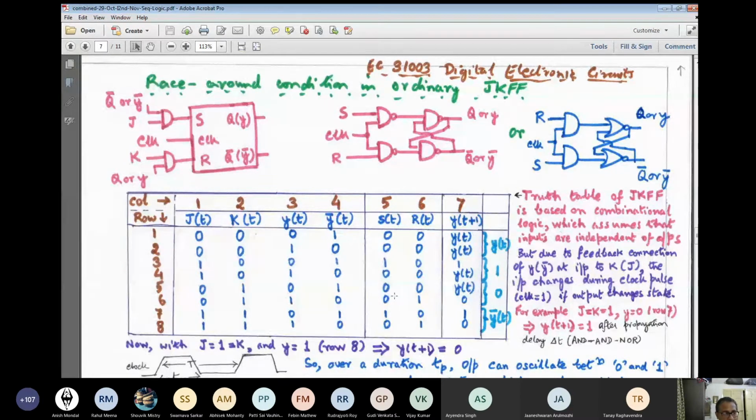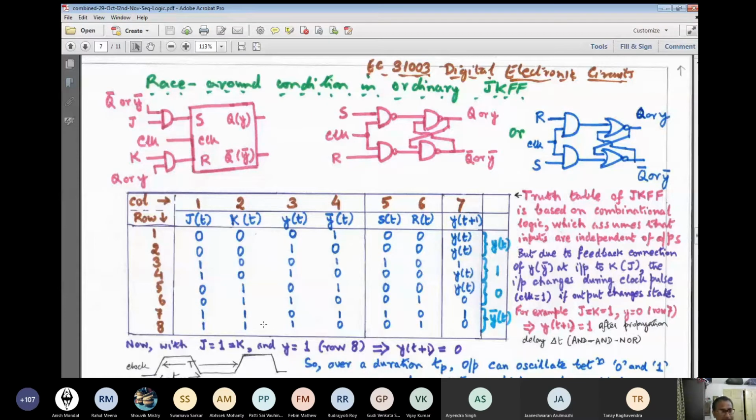On the other hand, S is ANDing of J and Y bar. J is 0, so it will become 0. R is ANDing of K and Y. K is 1 and Y is 1, so it will become 1. So R is 1, S is 0, it will become 0. And here YT means Y is 0. So essentially, the fifth and sixth rows can be coalesced, taken together to give me 0.